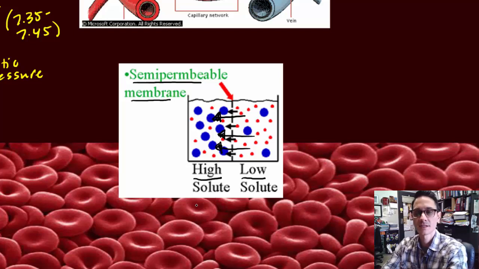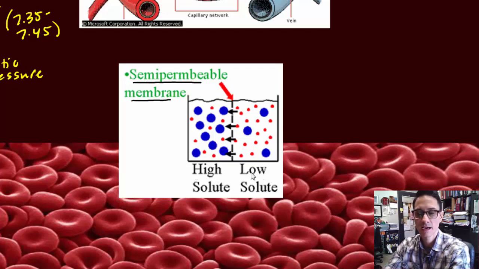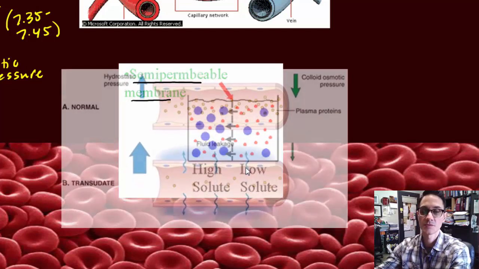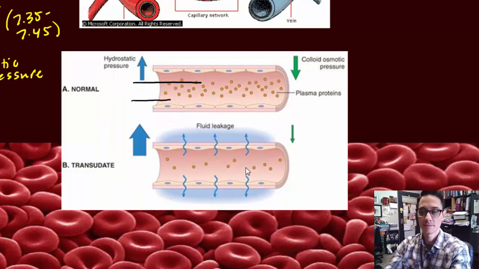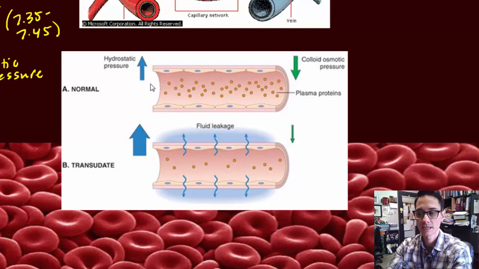Well, we want water to stay in our blood vessels. If water doesn't stay in our blood vessels, then we can't keep proper pressure inside those vessels, and blood will not move. So let's take a look at how albumin helps to keep fluid inside our vessels.